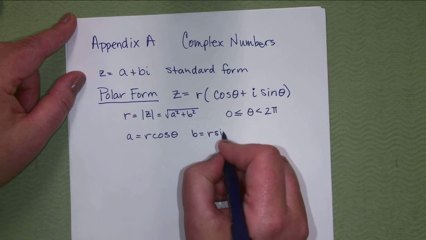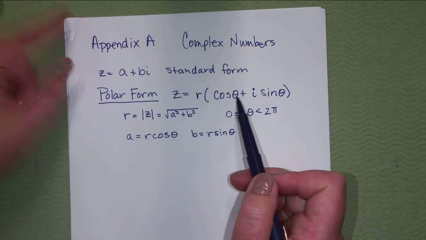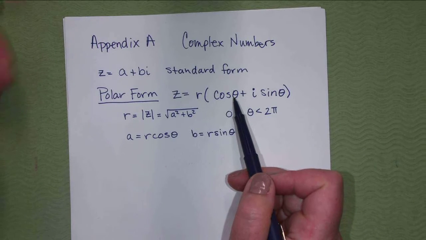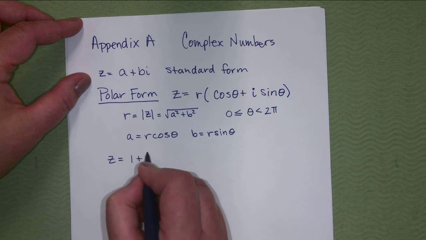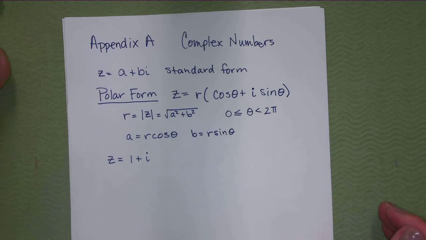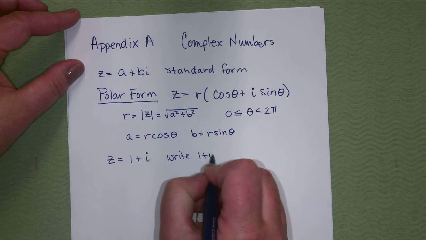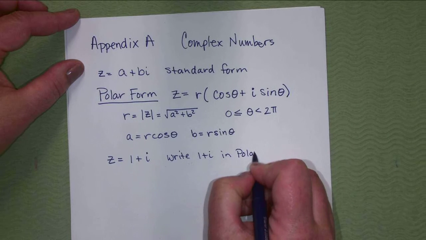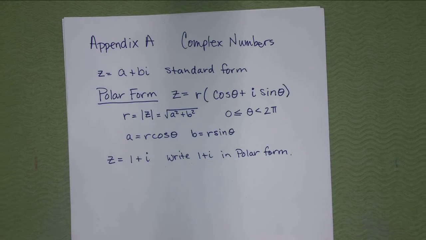So what you need to do, and we'll jump right into an example, is find the value of theta to convert a number that is in standard form, say 1 plus i, into polar form. Okay, so that would be the question. Here it is in standard form: write 1 plus i in polar form. So I'll show you how to do that. We do have a calculator, so you can use it for values that don't work nicely, but you really do need to know pi over 3, pi over 6, just the standard ones. So let's write them down.